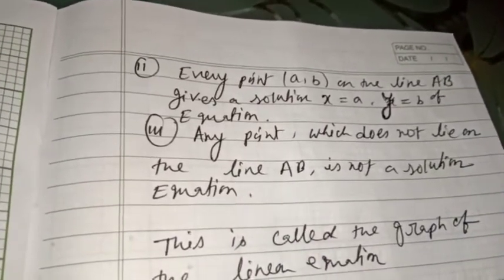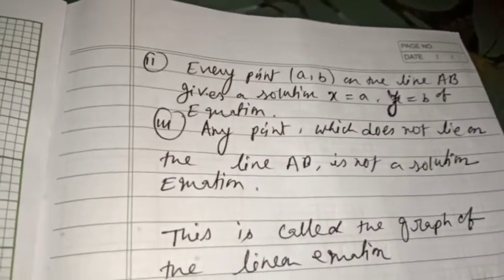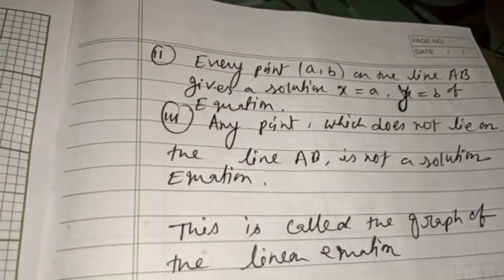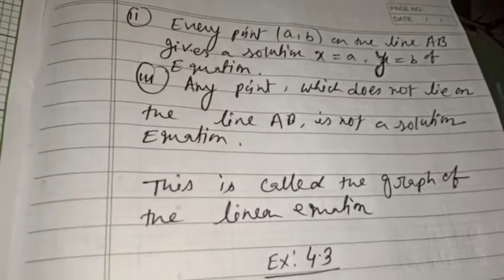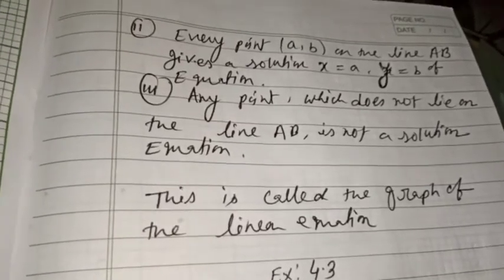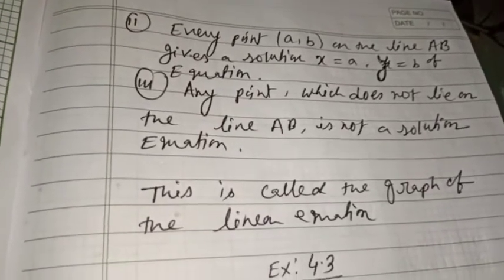And those points that do not lie on the line are not solutions of the equation. Those points that lie on the line are solutions of the equation. Solution of the equation means the value of x and the value of y. And this is called the graph of the linear equation. This is the main concept, okay? In case of any doubt, please contact me.